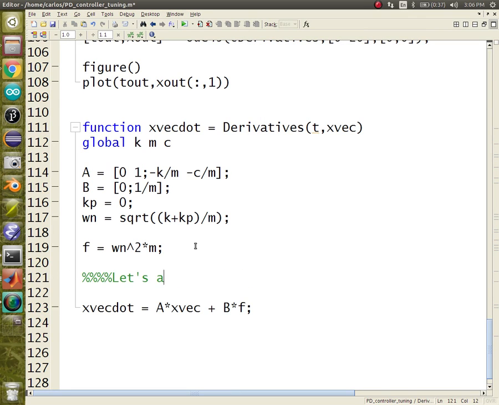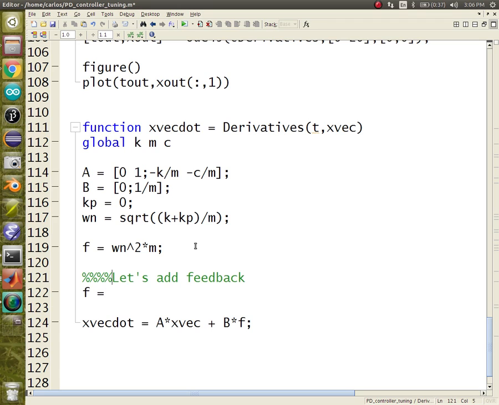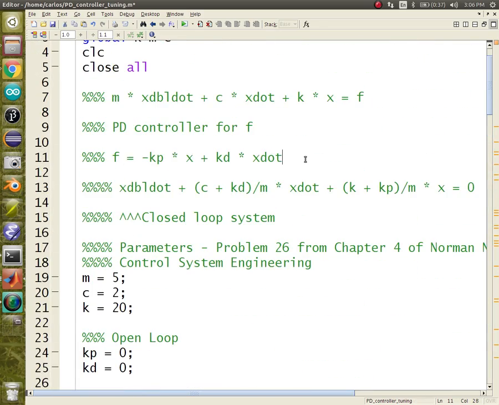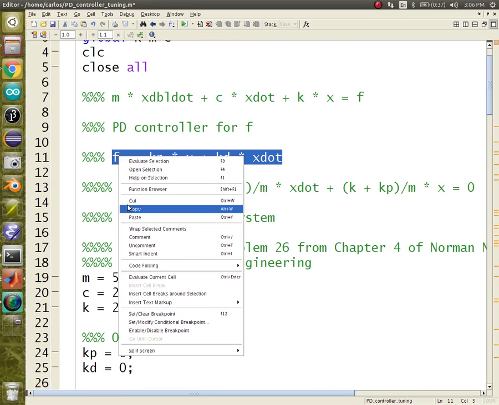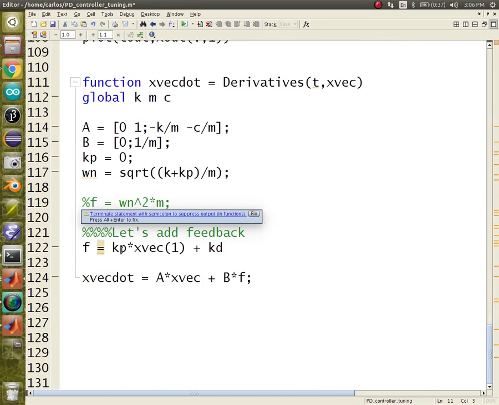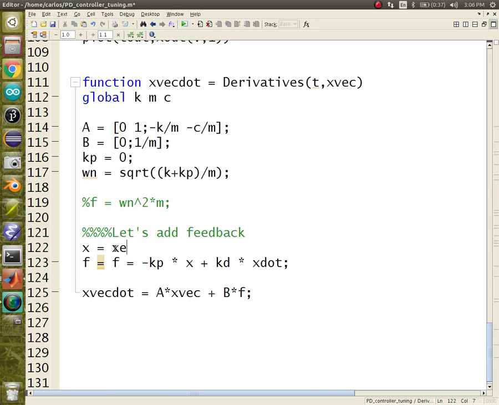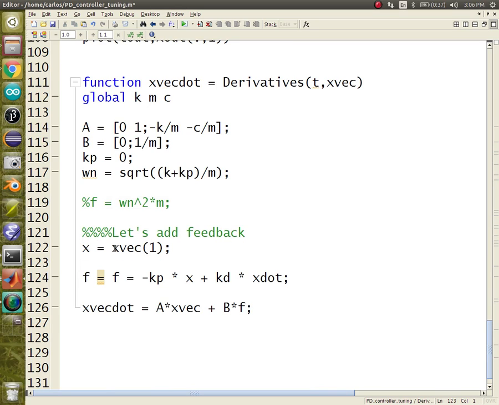So let's add feedback. And so I'm going to say, instead of f equals that, I'm going to say f equals kp times x vec of 1, and then kd. And are these minuses? I already forgot. Did I say minus? I did, yes. You know, I'm just going to copy this so I don't mess anything up. Put a here, and then x is x vec of 1, and x dot.